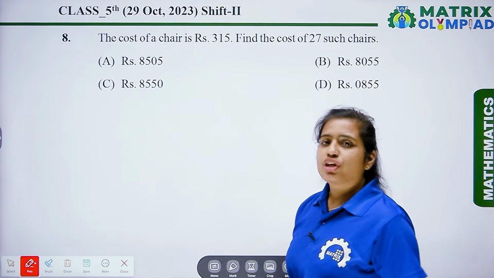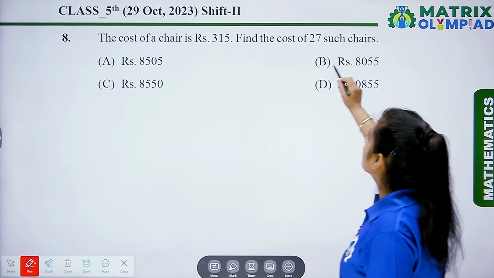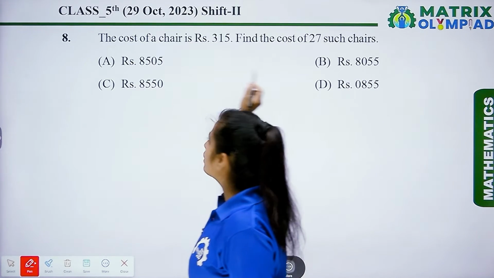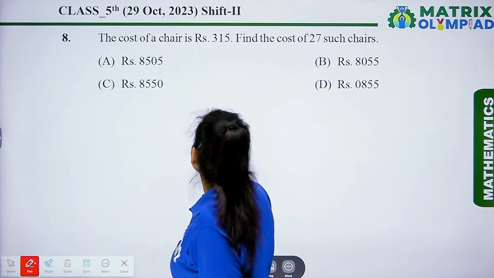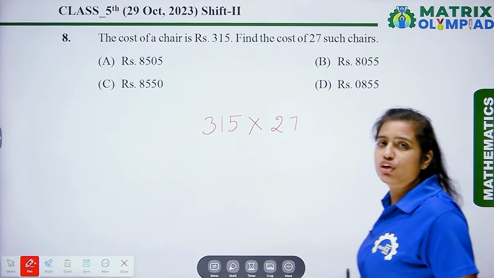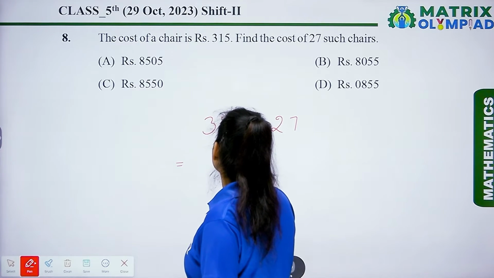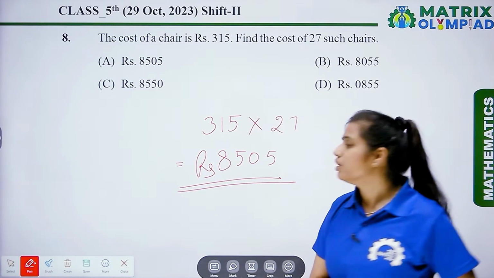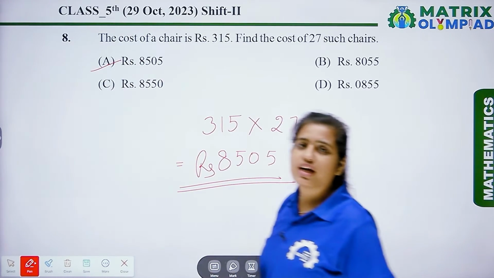The next question is question number 8. The cost of a chair is rupees 315. Find the cost of 27 such chairs. So we have to find out the total cost of 27 chairs. Let's multiply 315 by 27 to get the total cost of 27 chairs. So here after multiplication we get 8,505. So this is the total amount of 27 chairs. So here option A is the correct answer.